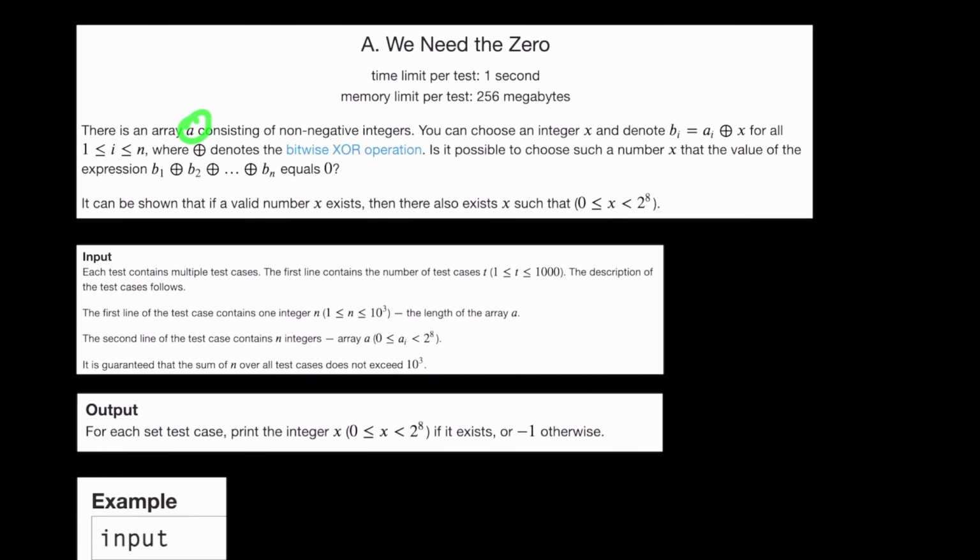There is an array A consisting of non-negative integers. You can choose an integer x and denote b of i equals a of i XOR x for all the elements, where XOR denotes a bitwise XOR operation. Is it possible to choose a number x such that the value of the expression equals 0? This expression is the bitwise XOR of all the elements of b. This is the new element after we XOR the given array with the value of x.